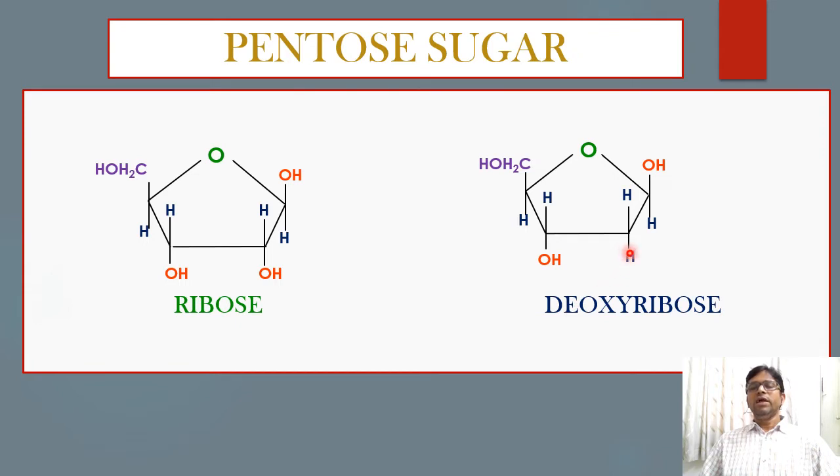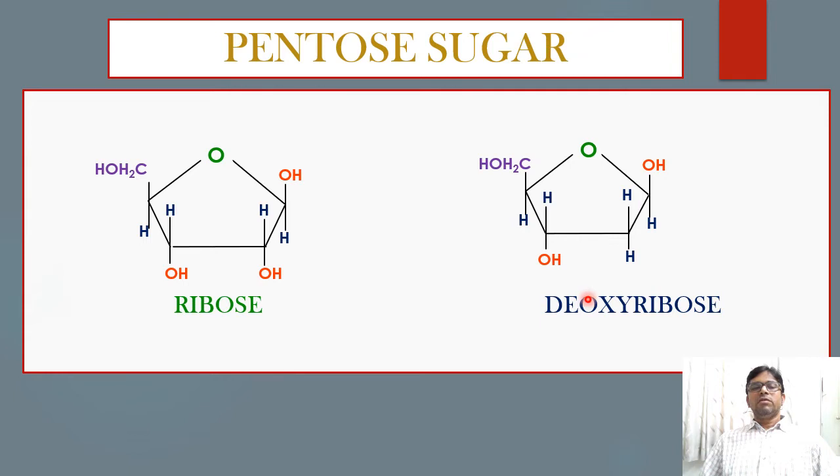So that is the reason why it is called deoxy: less number of oxygens, on the second carbon. Here you can say 2-deoxyribose sugar. Ribose sugar is present in RNA. Deoxyribose sugar is present in DNA.